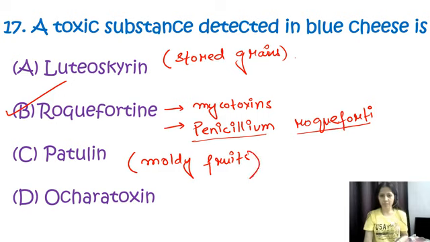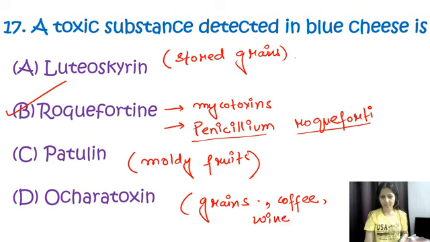Next, ochratoxin. This ochratoxin is also a mycotoxin produced by molds of Aspergillus or Penicillium species, and it can be found in the contamination of various food products, like contaminated grains, coffees, or wines, etc. So the one detected in blue cheese is roquefortine. Option B will be my correct option.